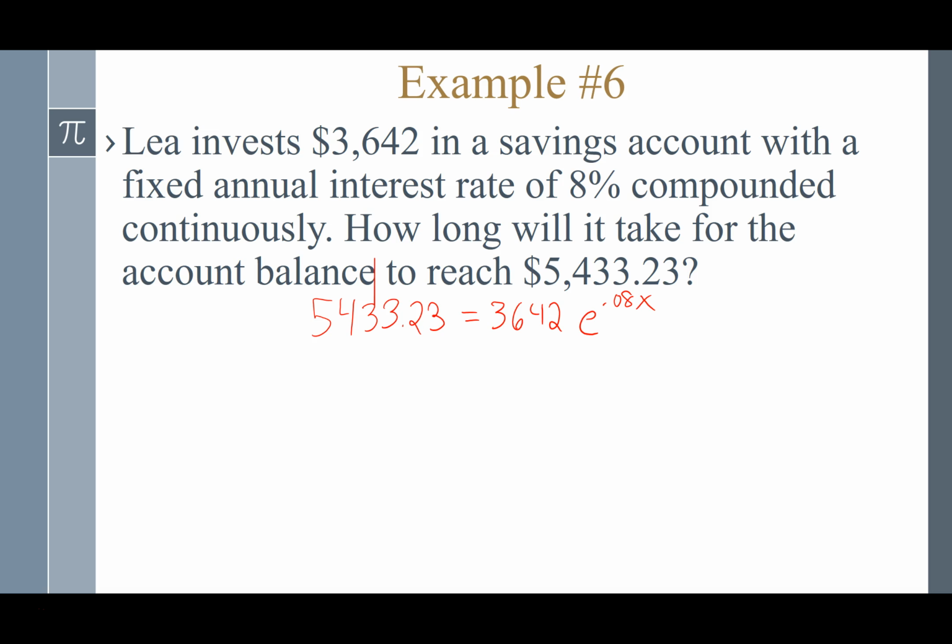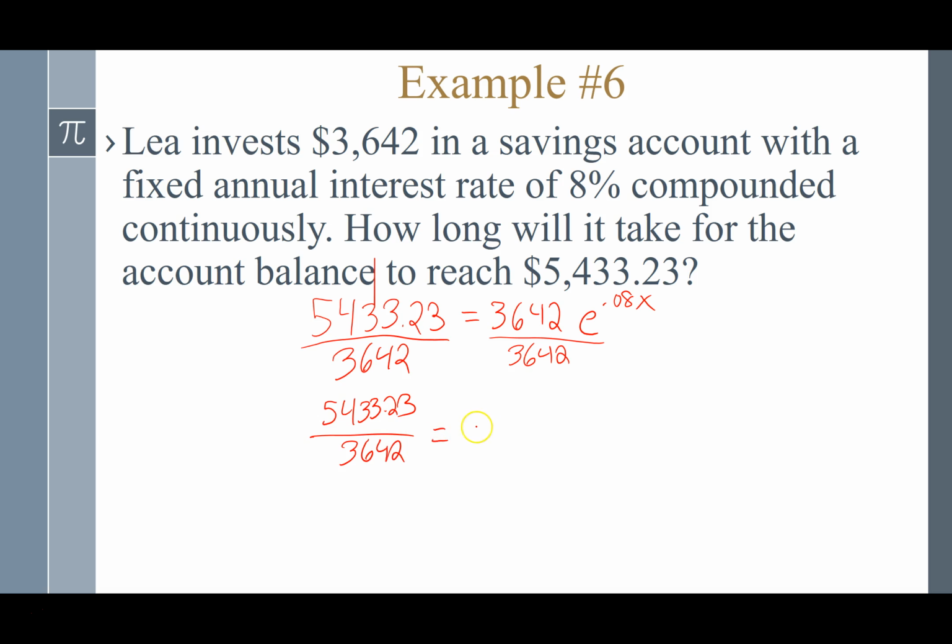Now, the variable in this case is the exponent. So this one requires us to use our rules for rewriting exponential equations to solve for it. So what we're going to do first is isolate the exponential part. We divide by the 3,642. Now, I don't want you using your calculator just yet. Leave this fraction alone. Most likely this fraction is not nice, and we want to make sure we're using exact numbers to get our answer. So it'll be 5,433.23 over 3,642 equals e to the 0.08x.